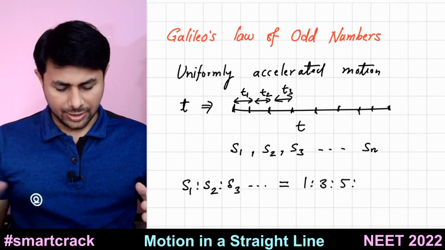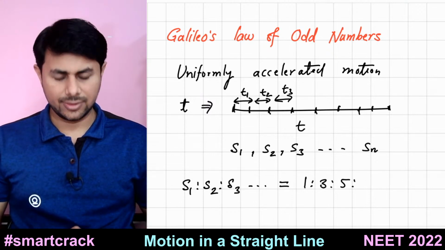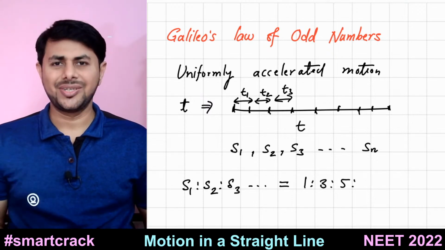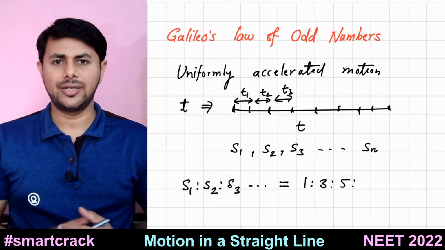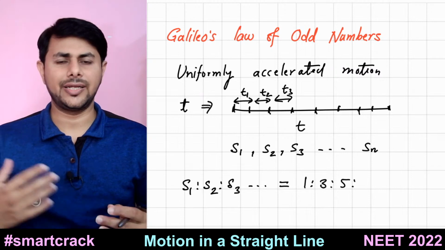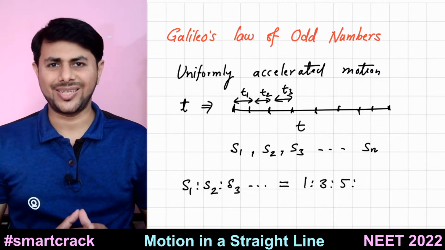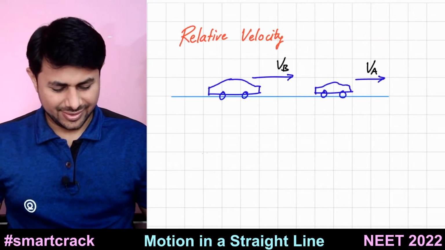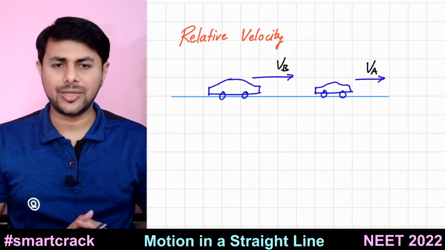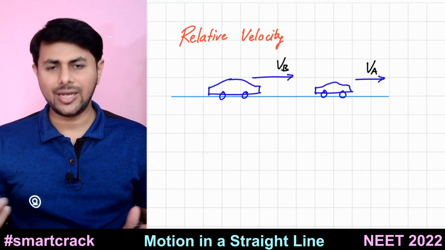So I hope Galileo's law of odd numbers is clear. You will be surprised, this simple law, I guess 3 to 4 times questions were asked on this law. So we'll see them. And the last topic that we need to remember is relative velocity.